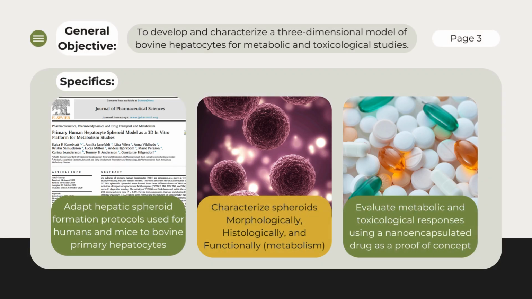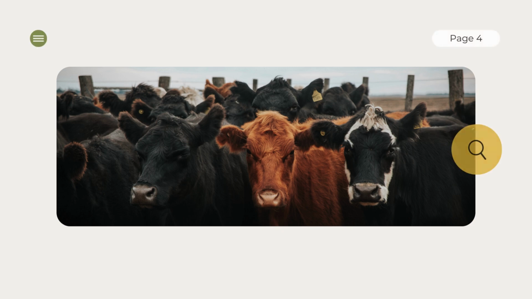Our objectives are to develop and characterize a three-dimensional model of bovine hepatocytes for metabolic and toxicological studies, specifically by adapting pre-existing protocols for human or murine cells, characterizing the spheroid's morphology, histology, and function, and finally summing everything up with metabolic and toxicological assays using a non-encapsulated drug as proof of concept.